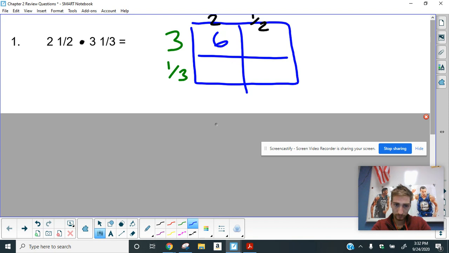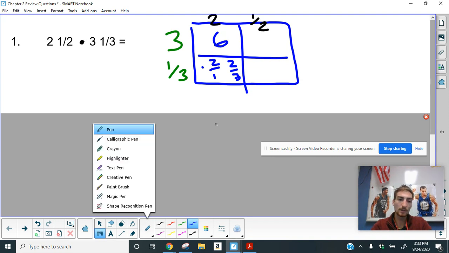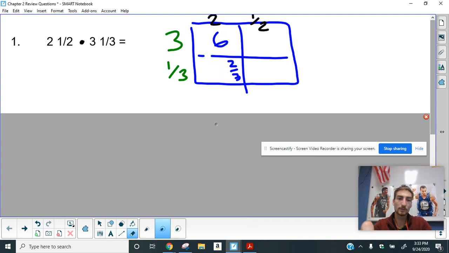And if I do 2 times 1/3, I could also think of that as 1/3 times 2 over 1. And so I can multiply across the top and get 2, multiply across the bottom and get 3. And so I get 2/3. And I'm going to go ahead and erase that multiplication I did. So I have 2/3 in that box.